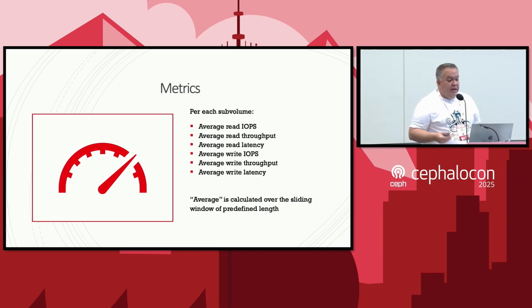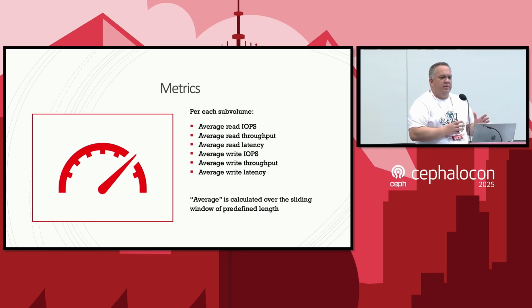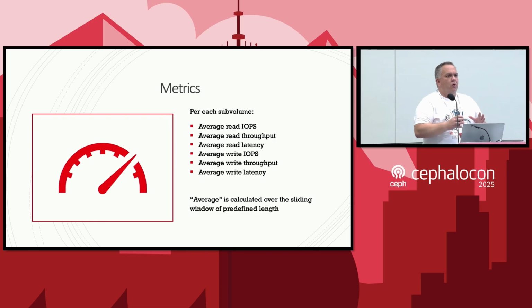Okay. As for metrics, I think it's a pretty standard set. For each subvolume, we want to have the averages: IOPS, throughput, and latency, both for read and for write separately. When I say average, we don't want a lifetime average because it doesn't have any meaning. So we use the sliding window approach, which is for a fixed period of time, right? I will describe this window later. It allows us to have more real-time metrics that actually reflect the current state of the subvolumes.